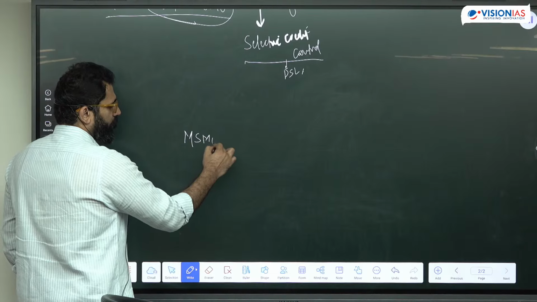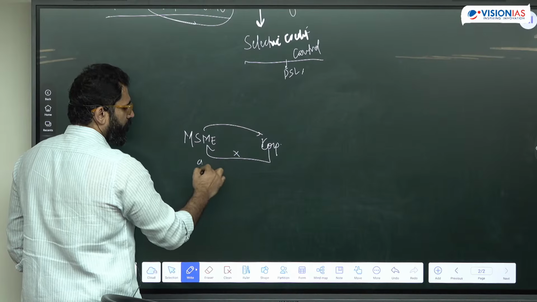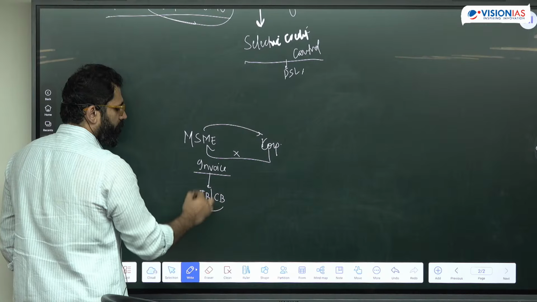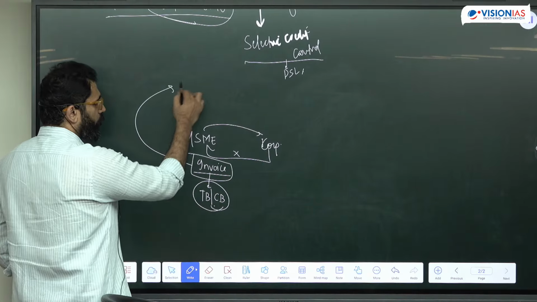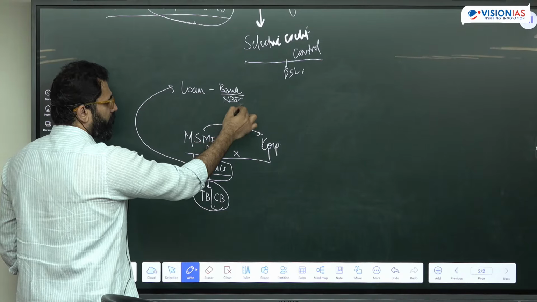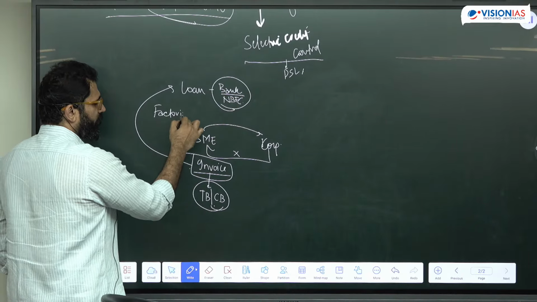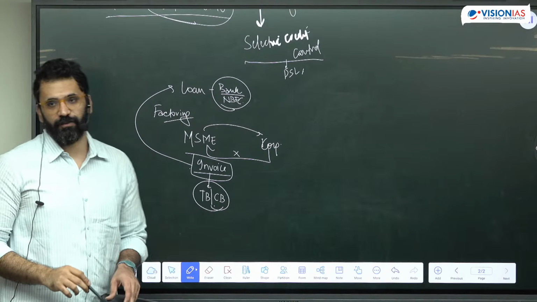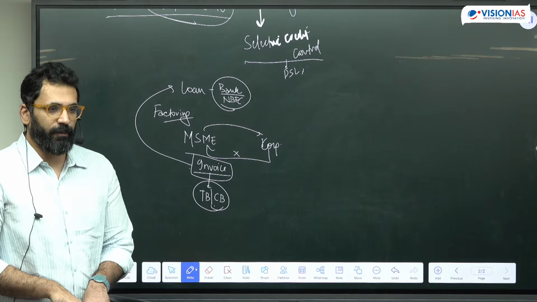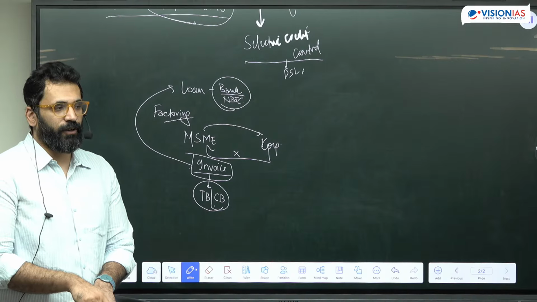MSME, delivering the goods and services to another corporate and they are not paying money. An invoice is generated, which can be converted into a trade bill or a commercial bill. Based on this invoice, a loan can be generated from a bank or from NBFC. This particular invoice-based lending is what is called factoring business. Why is factoring business a significant activity in India? Because MSME's biggest bottleneck for their operations is delayed payments. Delayed payments compromise their increase in scale or bringing in technology from outside.